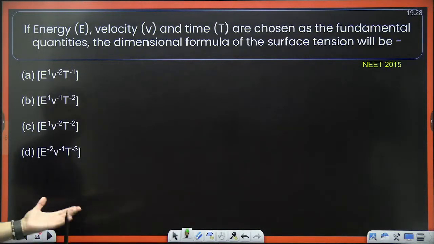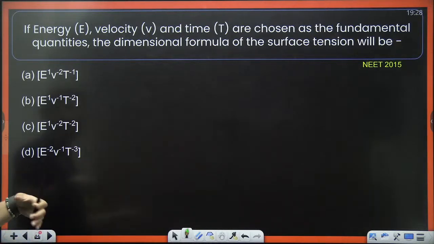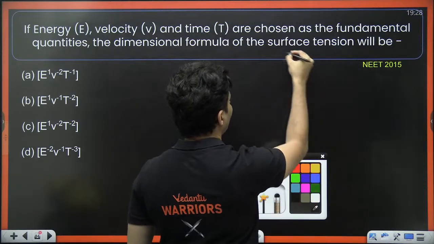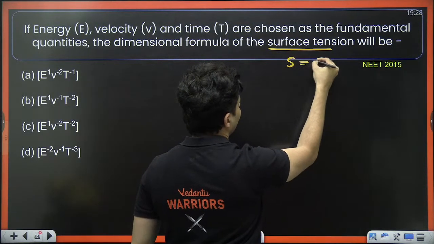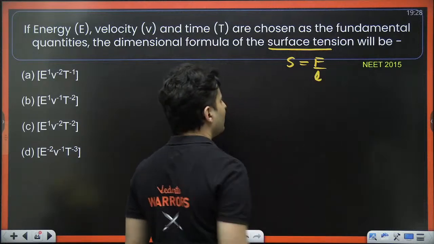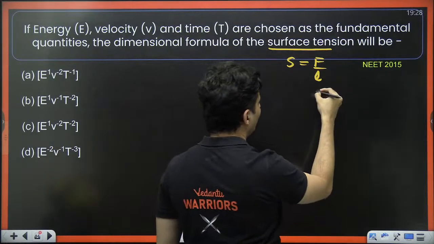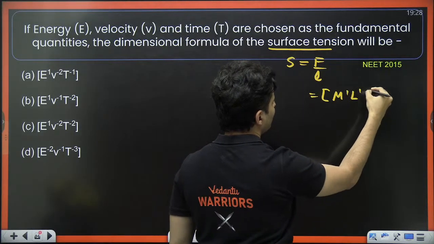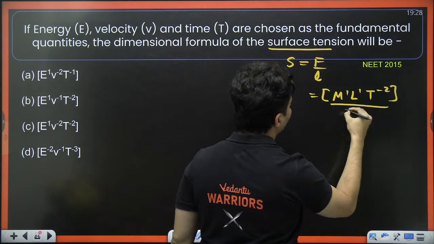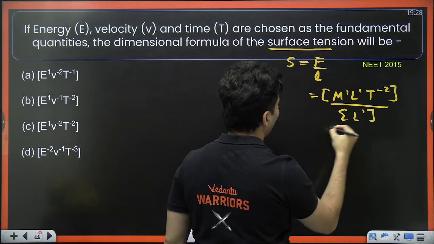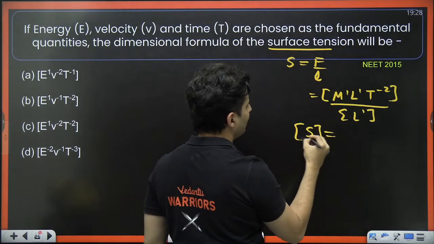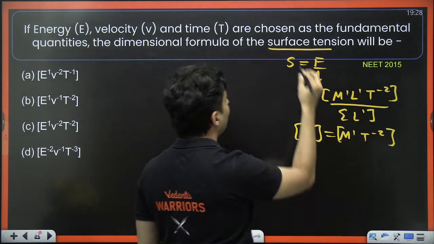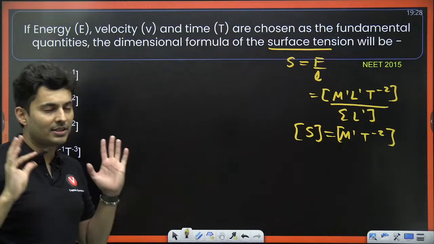Energy, velocity and time are related. The dimension of the surface tension. Now surface tension, let me tell you, formula S is nothing but force per unit length. That's what it is. So force dimension is M raised to 1, L raised to 1, T raised to minus 2. Whole thing divided by length will make the dimension of surface tension as M raised to 1, T raised to minus 2. That's the dimensional formula for surface tension.